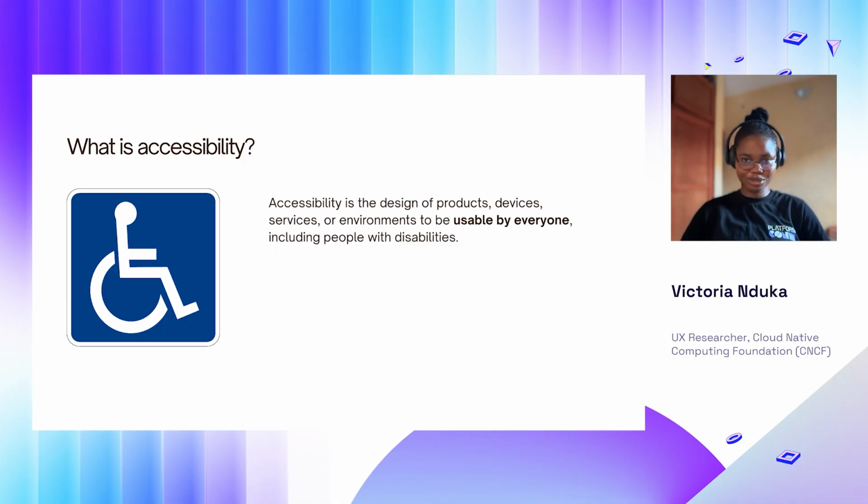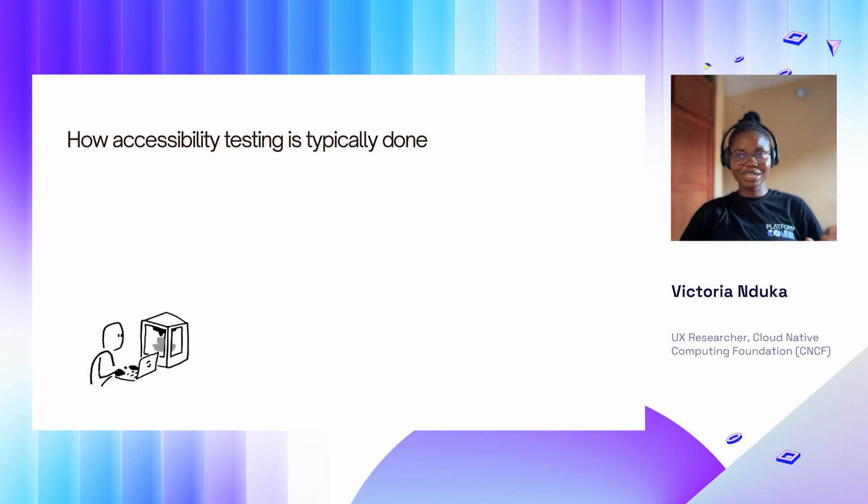Accessibility is the design of products, devices, services, or environments to be usable by everyone. Keywords: usable by everyone, including people with disabilities. So for this talk, we're going to focus on digital products, not devices or environments. That means we want to make our products accessible to people with disabilities, especially. So how do we do that? We test, the same way we do unit testing to be sure that all the components are working well. We also test for accessibility to be sure that people with disabilities can use our website.